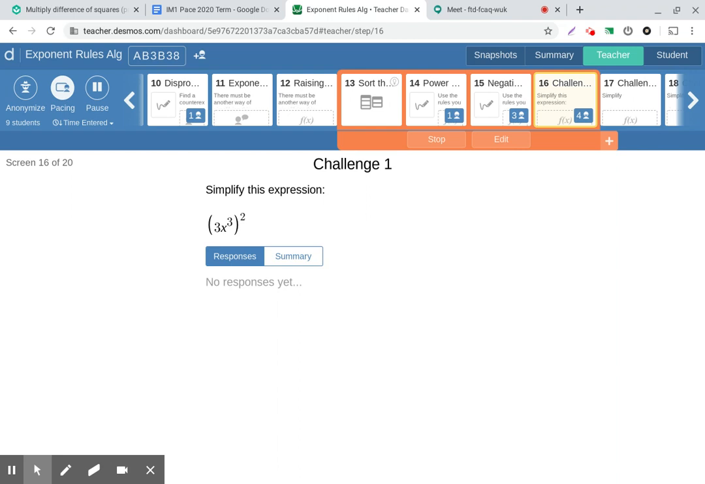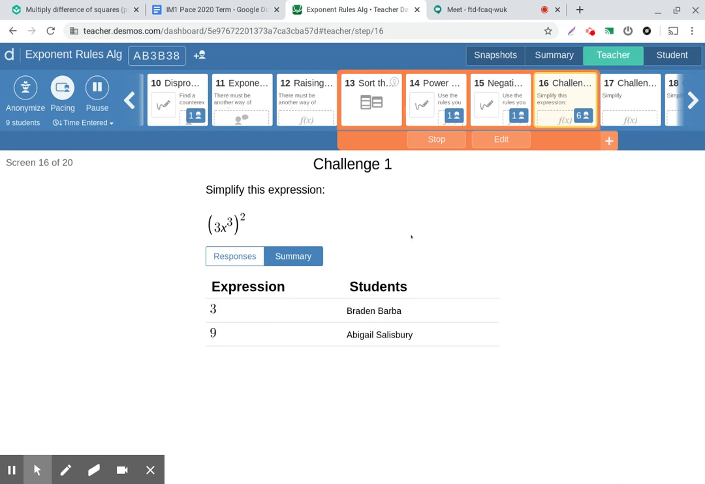Now, what is x cubed squared? Is it x to the 5th or x to the 6th? x cubed is x cubed, but it's squared. So how many x's are in the party? 6. There's 3 x's in one party, and there's 2 parties. So that means there's 6 x's in both parties. So it'd be 9x to the 6th. There we go.